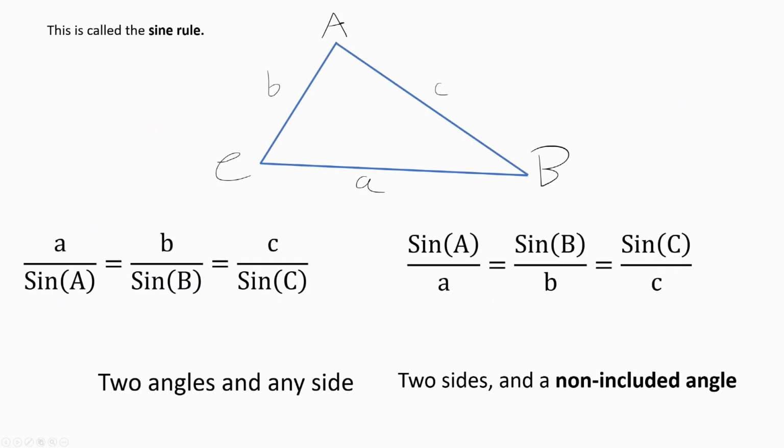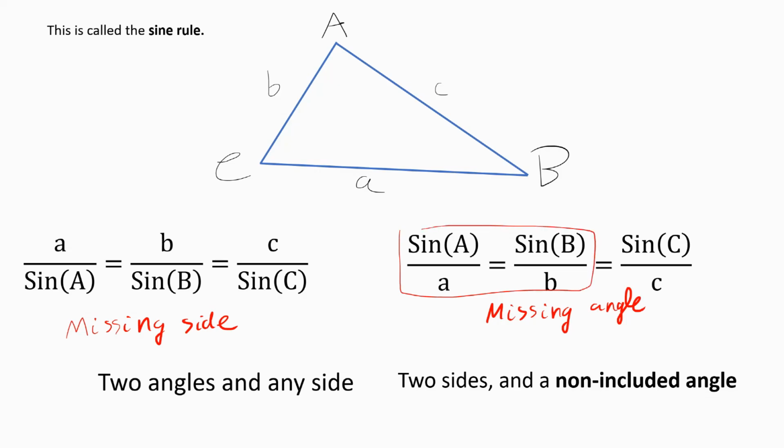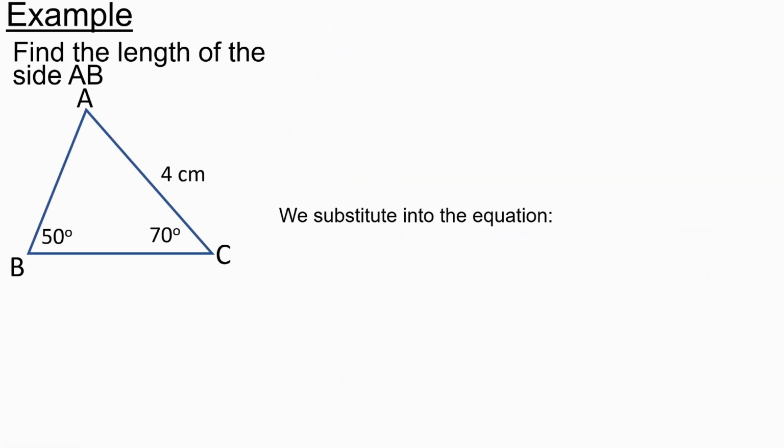So we have a over sine A equals b over sine B equals c over sine C, and this is what we'd use to find a missing side. And the one on the right, with the sines on top, is what we would use to find a missing angle. And generally, you'll never have to use all three letters at once. It's always going to be a and b, or b and c, or possibly c and a. You're never going to see all three.